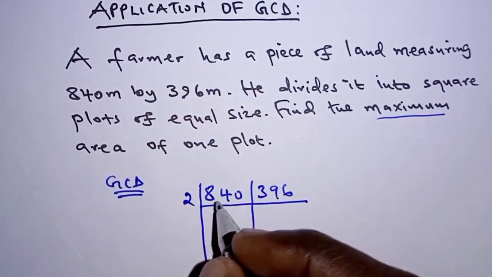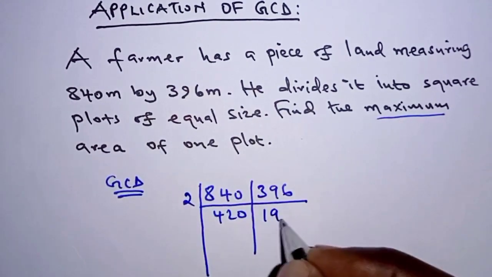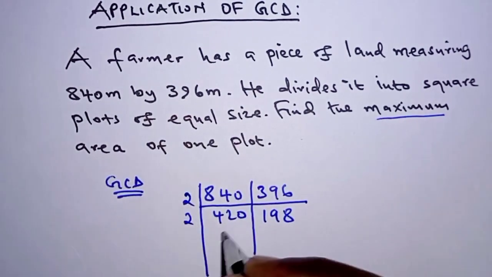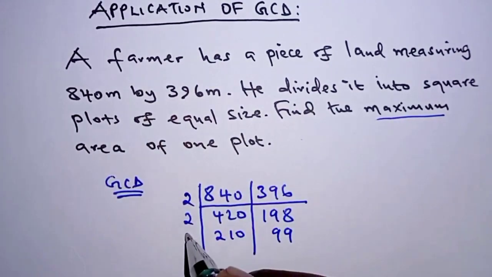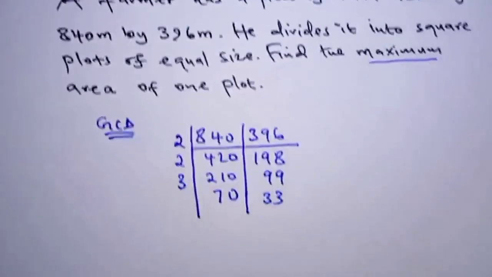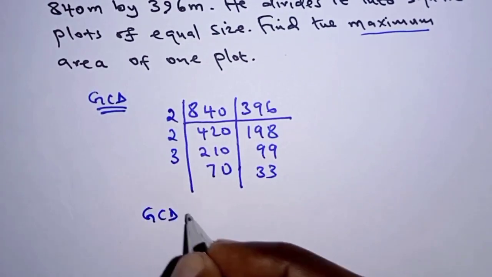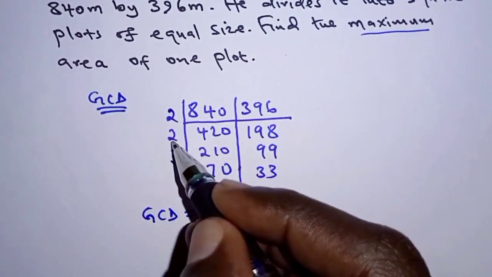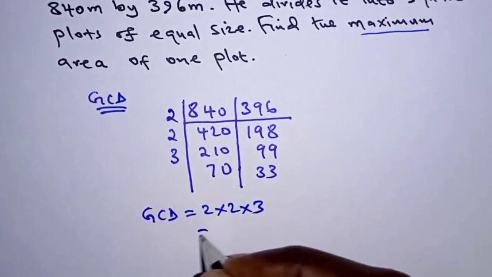2 goes into 840, 420; 2 goes into 396, 198. Next, 2 goes into 420, 210; 2 goes into 198, 99. The next is 3: 3 goes into 210, 70; 3 goes into 99, 33. At this point, we do not have a common factor, and therefore we stop. So the GCD here is 2 times 2 times 3, which is 12.